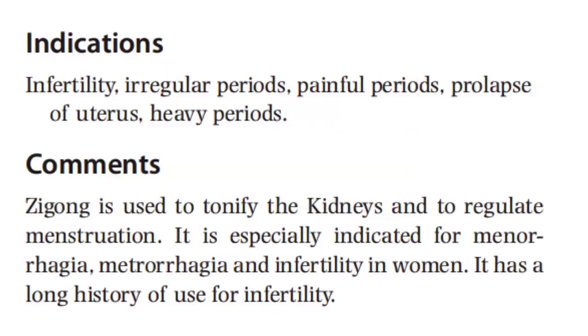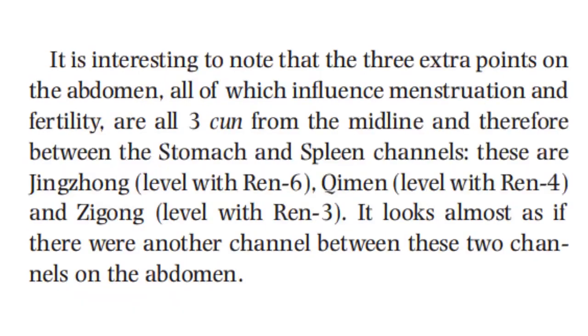Okay. Indications. This point is indicated for infertility, irregular menstruation, painful periods, prolapse of uterus, and heavy periods. Zigong is used to tonify the kidneys and to regulate menstruation. It is specially indicated for menorrhagia, metrorrhagia, and infertility in women. It has a long history of use in infertility.